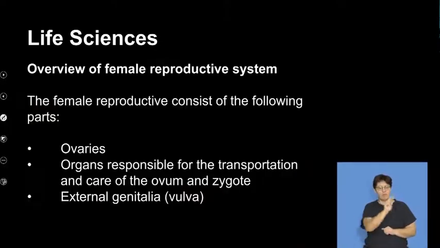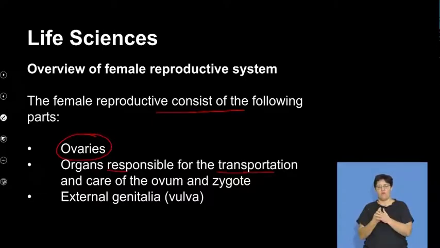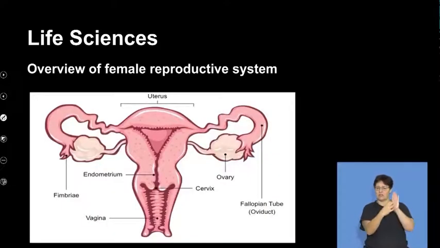If we look at the female reproductive system, we can look at it and deconstruct it looking at the following structures. So we have a pair of ovaries. We've got the organs that are responsible for the transportation of the egg, the ovum, from the ovary into the fallopian tube. And we also have the external genitalia, which is the vulva. A closer look at that in a diagram looks like this.